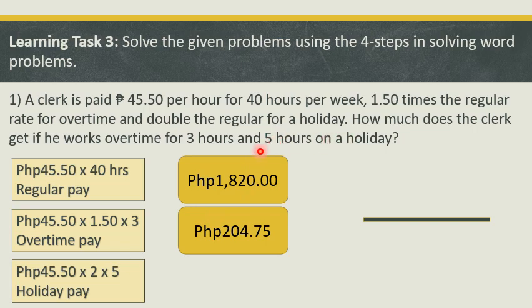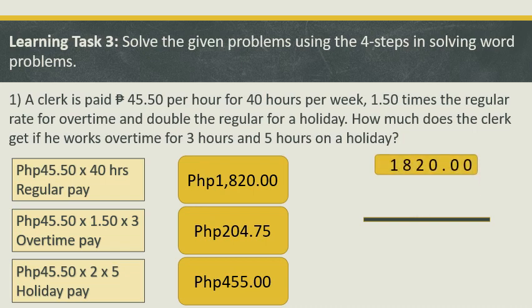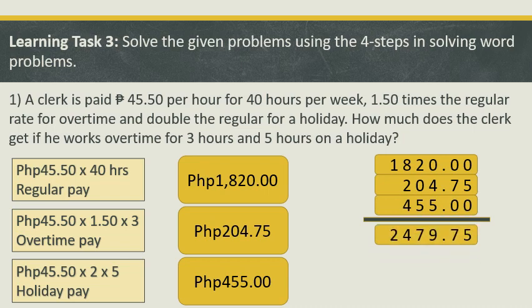Now, ang holiday niya is 5 hours siya nagtrabaho. Ang holiday daw ay doble ng regular rate. So, ito yung regular rate niya, doble daw niyan kada oras. So, 45.50 times 2 is 91. Times 5 is 455. Ngayon, pagkatapos natin makuha yung regular pay, yung overtime pay, at saka holiday pay, anong gagawin natin? So, syempre, pag sinama-sama natin yan through addition, ang makukuha natin is 2,479 pesos and 75 centavos.